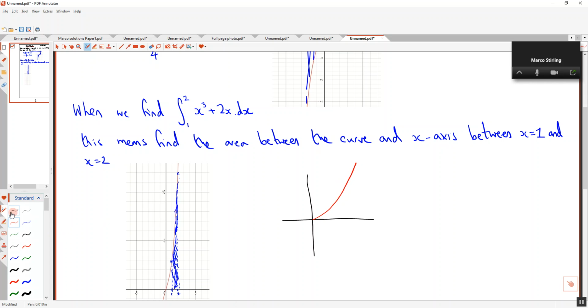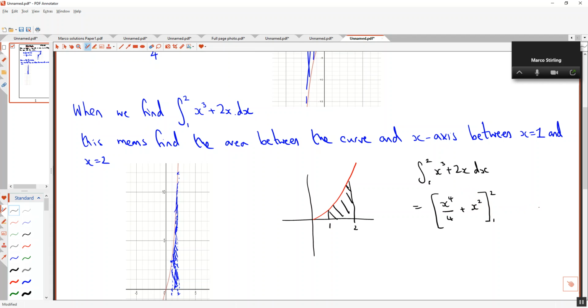Imagine that's the same curve. I'm finding this area, okay? And to do that, we use our definite integrals. So we do exactly the same thing as before. We integrate. When you integrated this, you got x to the 4 over 4 plus x squared. And this time you put down 2 big brackets. You don't need your plus c for this one because it's a definite integral.